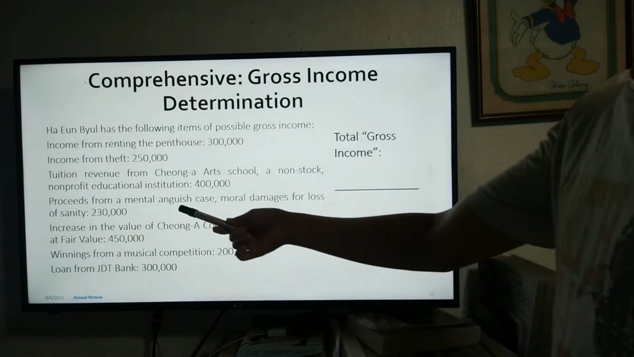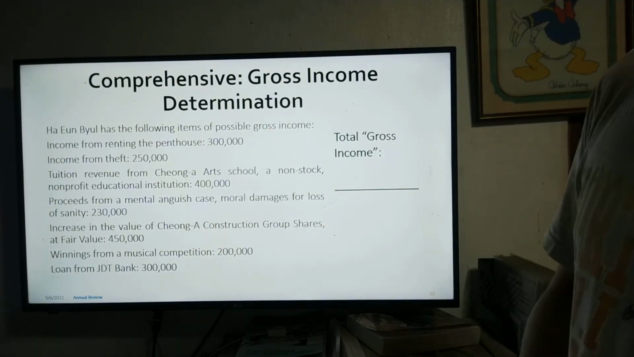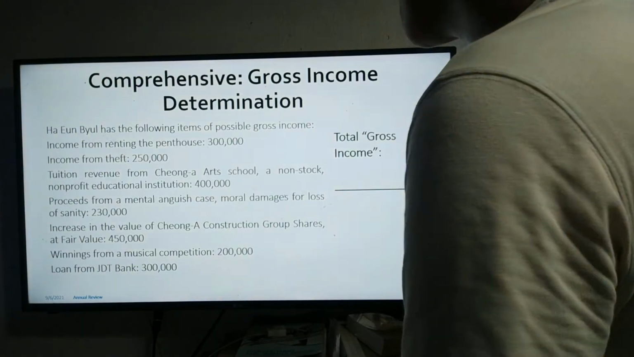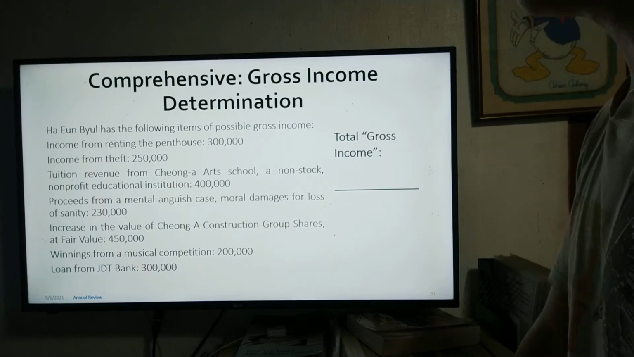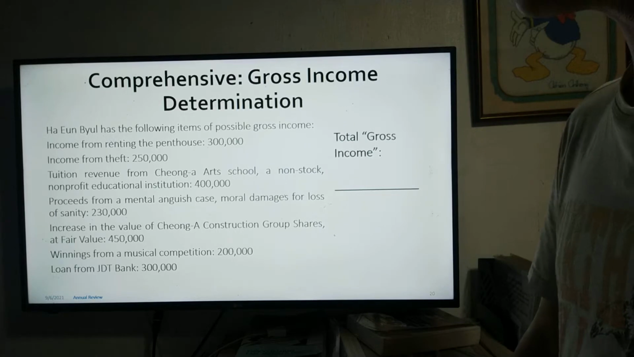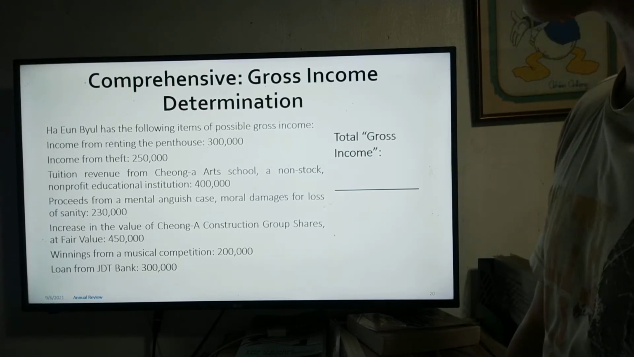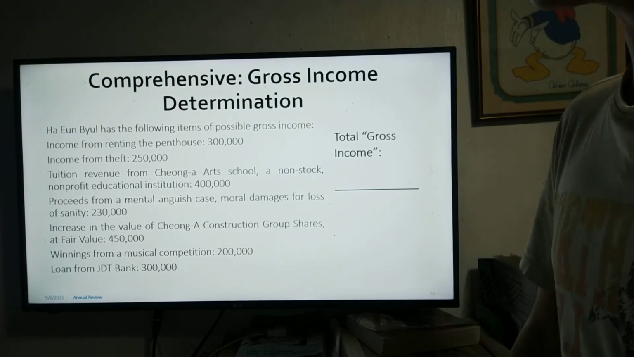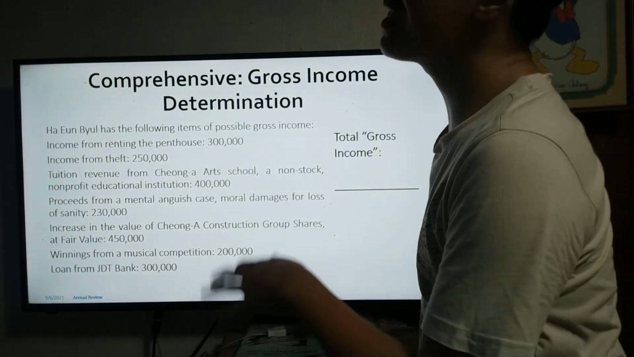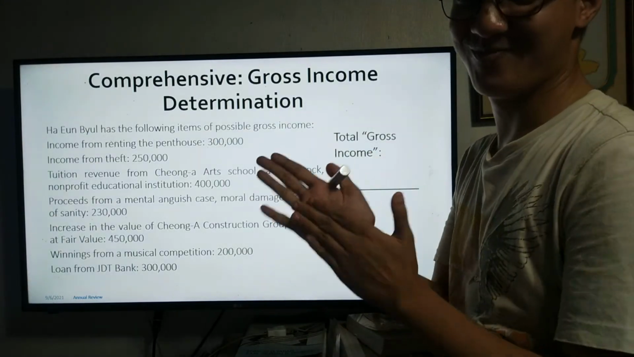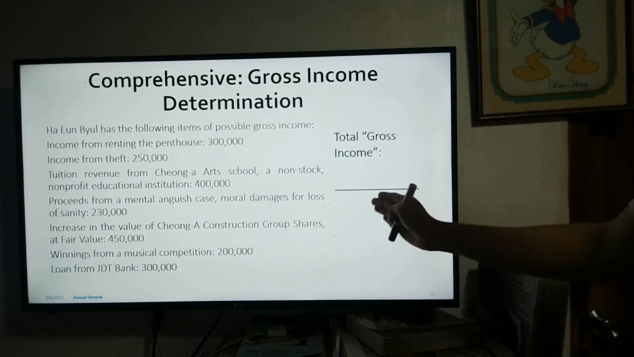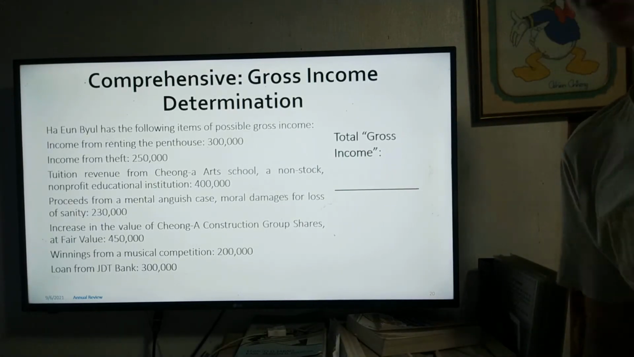The next, proceeds from a mental anguish case, moral damages for loss of sanity, 230,000. Increase in the value of Chonga Construction Group shares at fair value, 450,000. And winnings from a musical competition, 200,000. And lastly, loan from Judante Bank, 300,000. Anyway, our task is to determine the total gross income for taxation purposes.